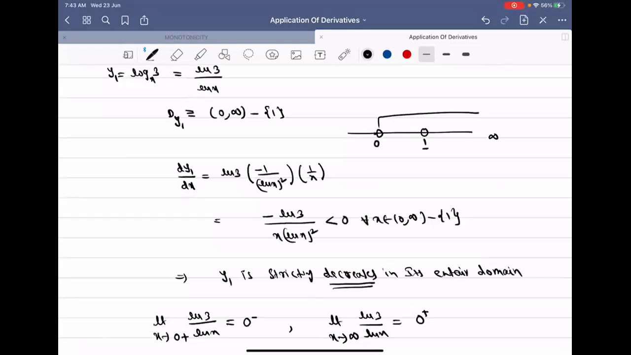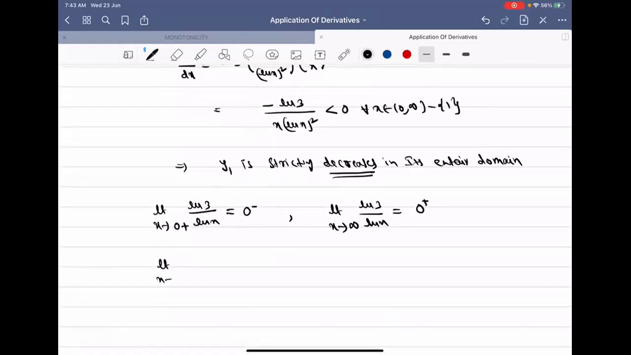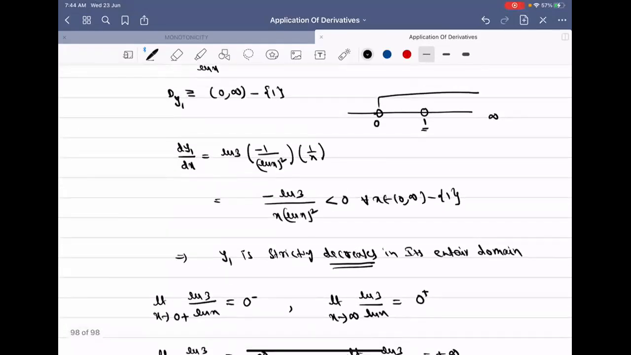Because at 1 the function is discontinuous, the limit as x tends to 1 minus of ln 3 by ln x is minus infinity, and the limit as x tends to 1 plus is plus infinity. So y1 is a strictly decreasing function. The limit at 0 plus is 0 minus, at infinity is 0 plus, at 1 minus is minus infinity, at 1 plus is plus infinity. At x equal to 1, the function is discontinuous.